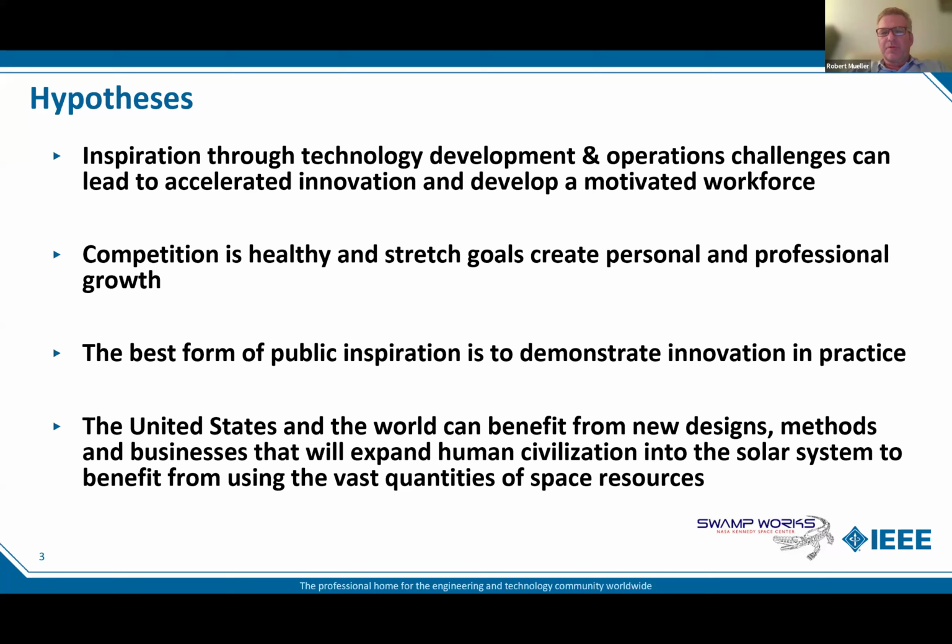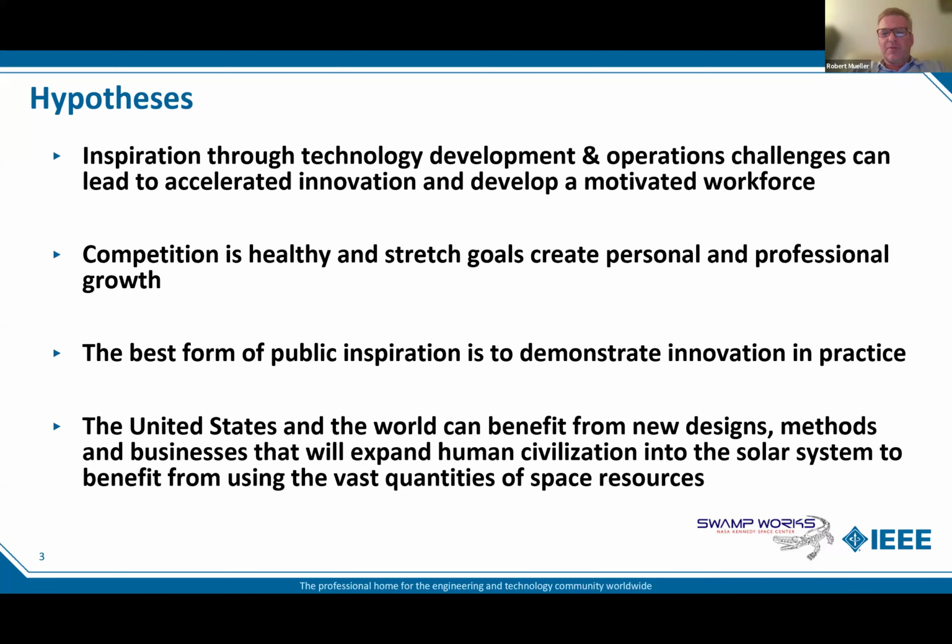For example, when the Starship launches, they don't advertise it. It's just amazing. And that's what we need to do. The fourth hypothesis is the United States and the world can benefit from new designs, methods, and businesses that will expand human civilization into the solar system to benefit from using the vast quantities of space resources.